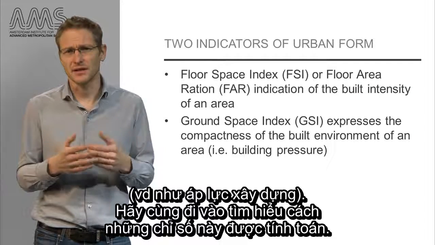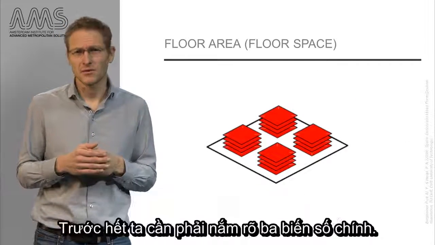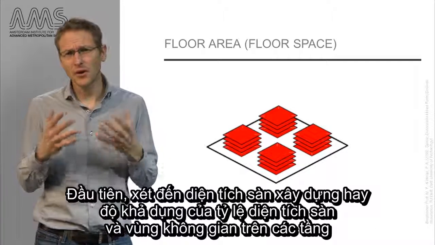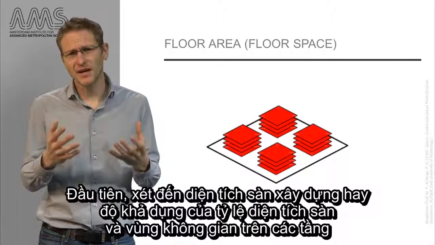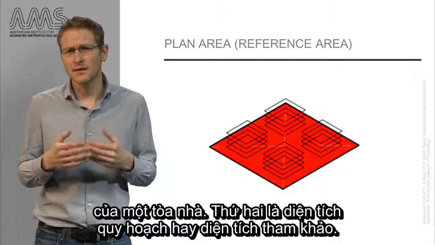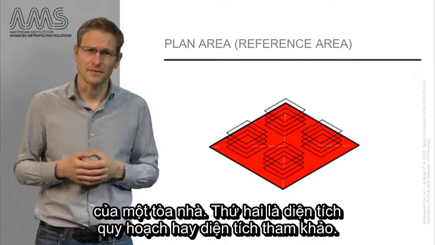Let's look at how these indicators are calculated. We first need to understand three key variables. Firstly, the floor area, or the sum of the space available at all stories of a building. Secondly, the plan area, or the reference area.